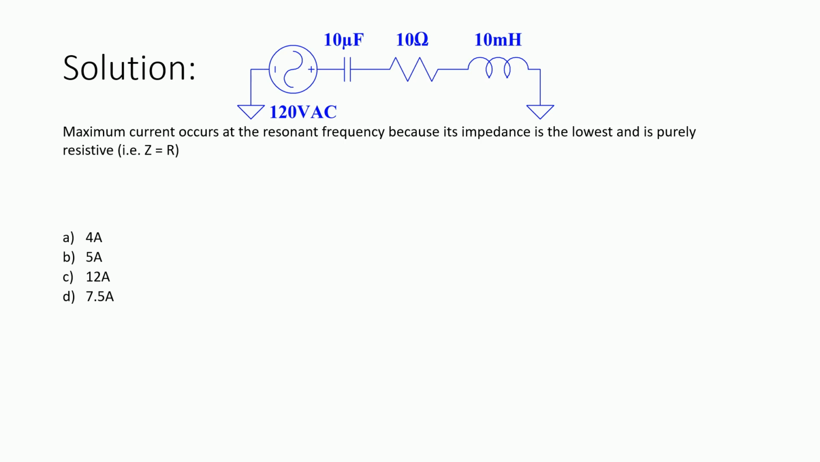And yeah, so there it is. Basically, the impedance is going to be just the resistance, this guy, at the resonant frequency. And it just becomes a pretty much plug and chug equation after that. So you get your maximum current at your 120 volts AC divided by 10 ohms, and you get 12 amps. So answer C is correct.